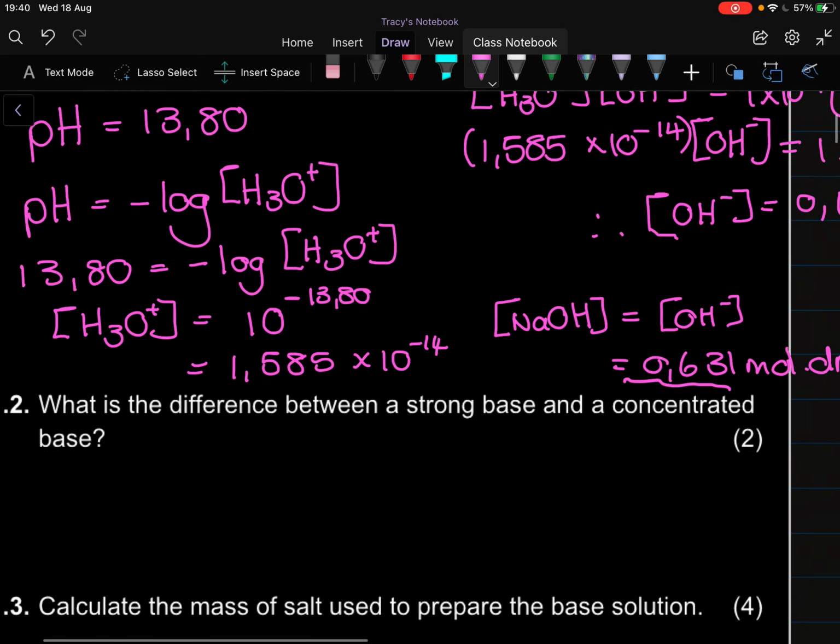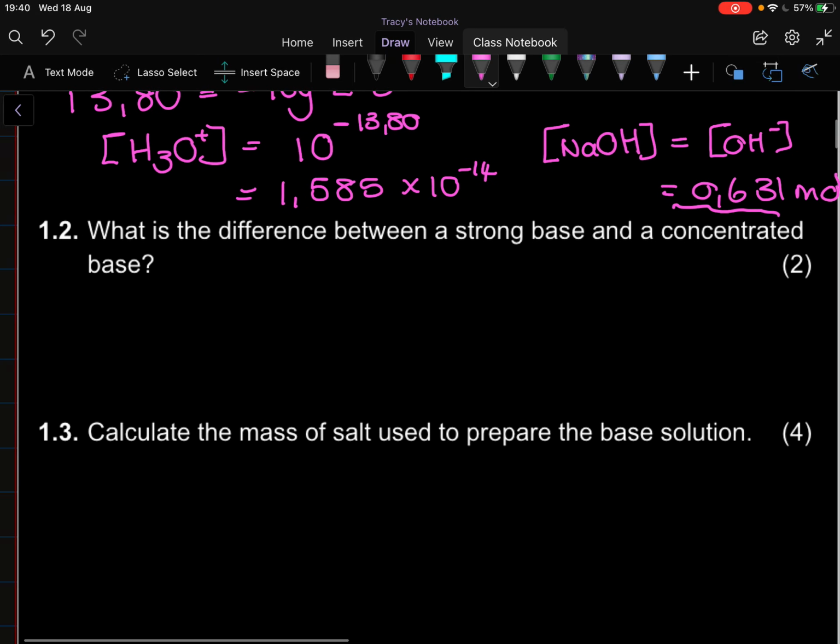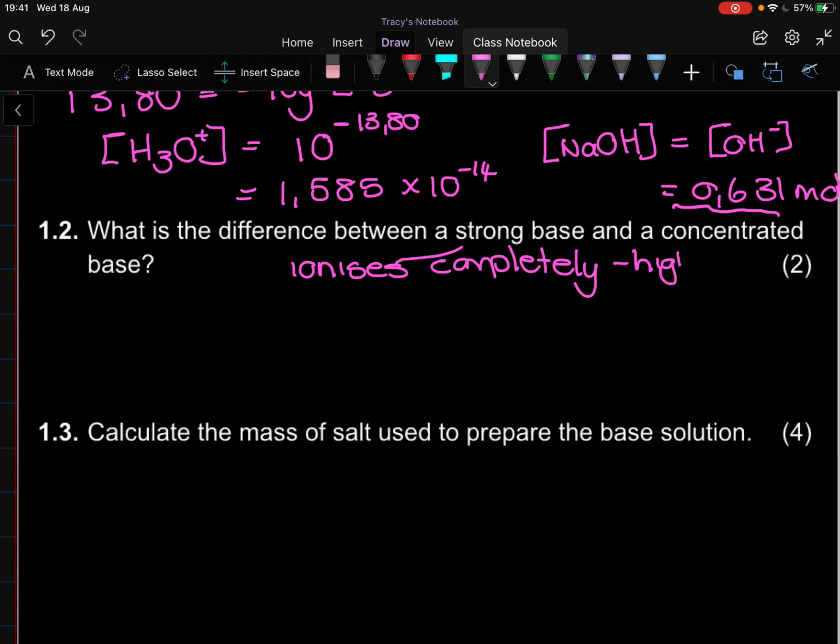later on. Alright. So, next one, difference between a strong base and a concentrated base. Now, I'm not going to write this all out. You guys can manage that. A strong base ionizes completely, okay? So we have a high percentage ionization, lots of ions in the solution, okay?